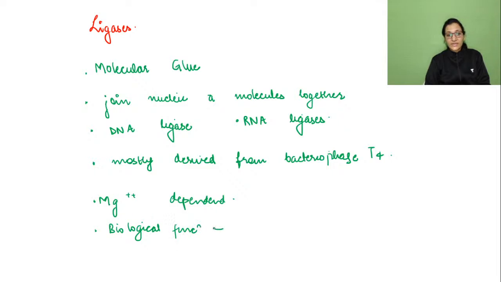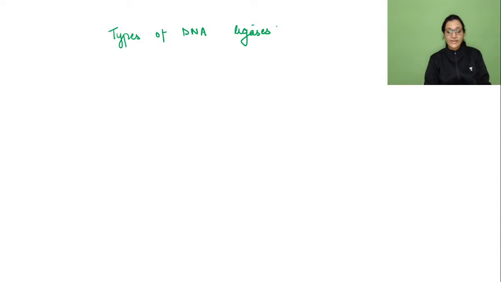The biological function of ligase in nature, other than what we use it for in recombinant DNA, is repair of single-stranded breaks or nicks. That is the function of ligase. Both blunt-end ligation and sticky-end ligation can occur. Now let us talk about the types of DNA ligases. There are two families of DNA ligases.